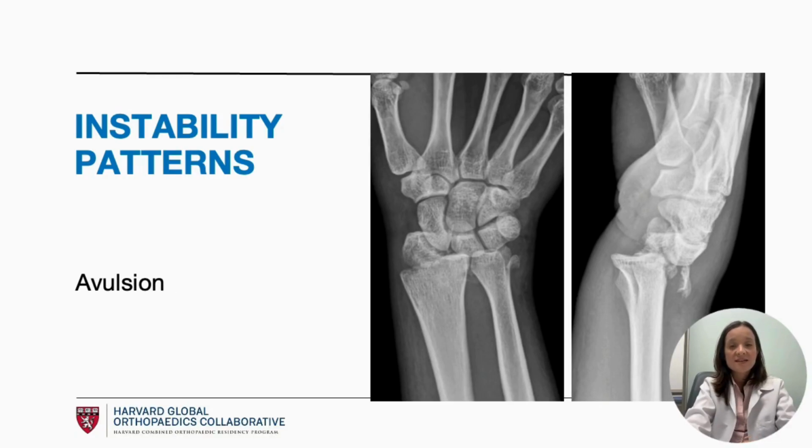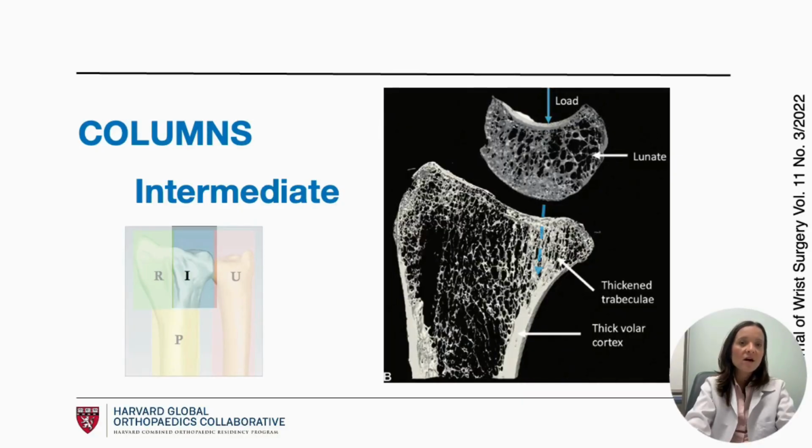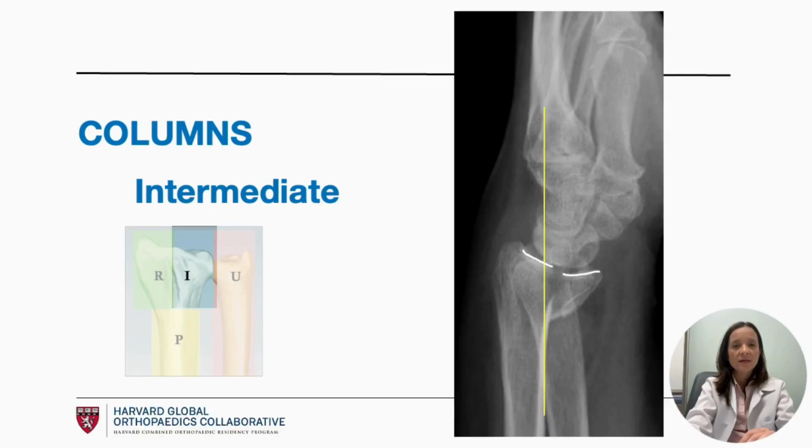Avulsion is another instability pattern which is less common. It's more of a carpus dislocation with very small bony avulsions than a distal radius fracture. The intermediate column is the primary support of the load that goes through the wrist, especially the volar aspect, which is known as the critical corner. We can see how this area is thicker than the rest.